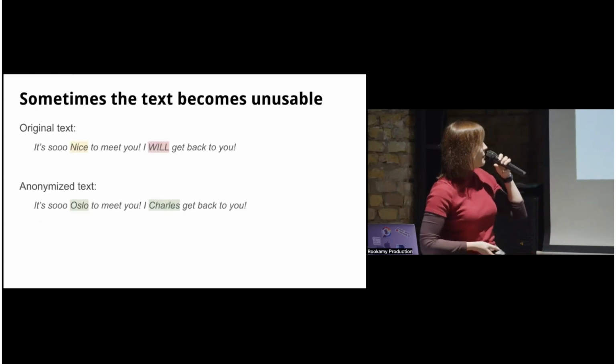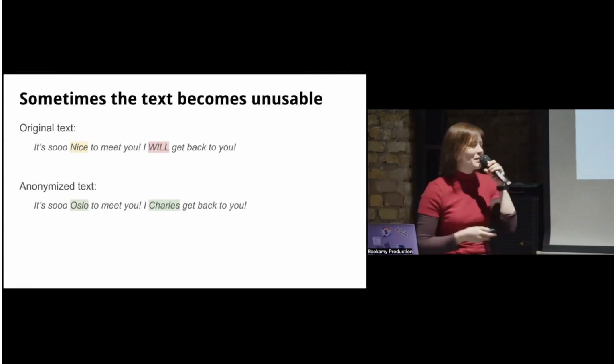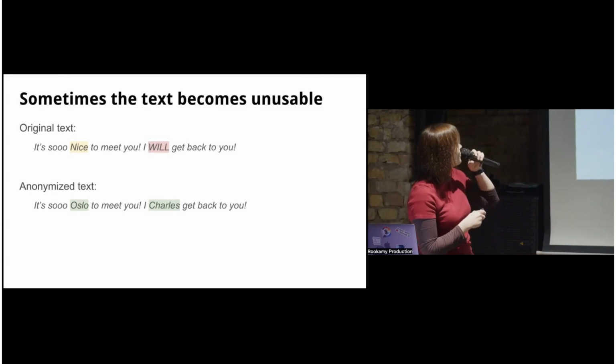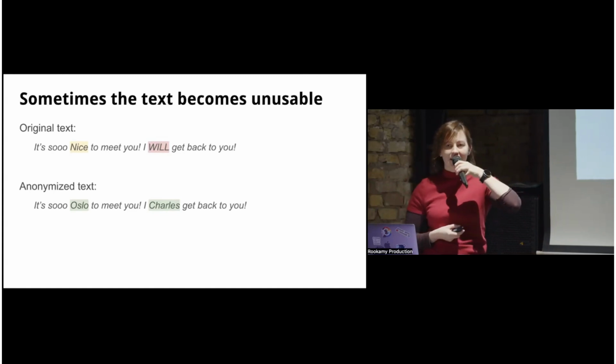And sometimes it does corrupt the data. Sometimes the text becomes unusable. These are real examples; I didn't imagine that. The user wrote, "It's so nice to meet you," writing nice with a capital N, "I will get back to you." And the anonymizer decided that Nice is actually Nitsa in Ukrainian, a city name.